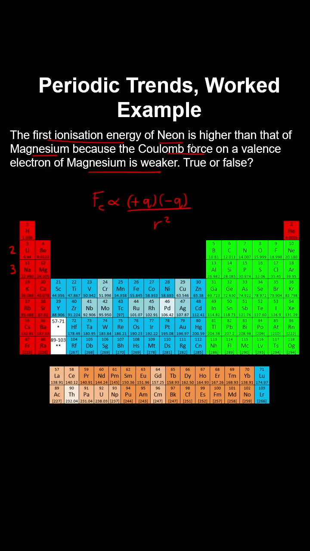Then we know that the Coulomb force on a valence electron of magnesium is weaker. So this is true. And consequently, it's more difficult to ionize a valence electron from neon than from magnesium. And generally, recall that when we move from the left to the right of the periodic table, the ionization energy increases because the effective nuclear charge increases, and as we move down the periodic table, due to the additional shell, the ionization energy decreases.